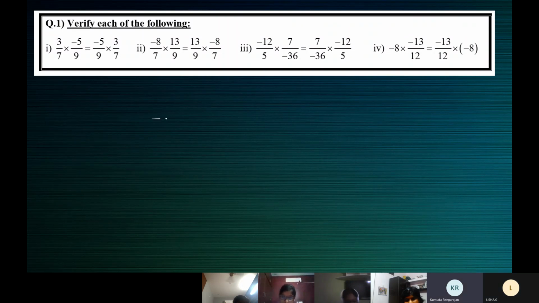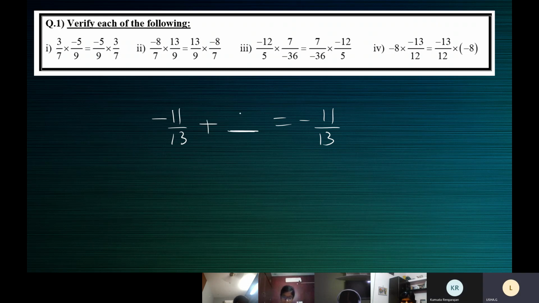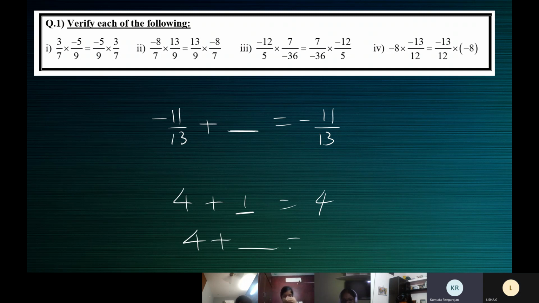That is, I have a rational number minus 11 by 13. I want to get the same answer. Then what should I add? Ma'am, 1. 1, no? What is 4 plus 1? Is it 4? Ma'am, 5. Yeah. But 4 plus what will give me 4 itself? 0. So what is the answer here?